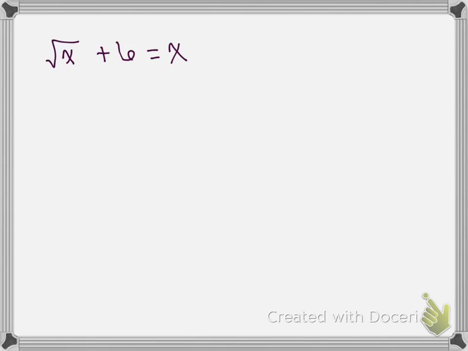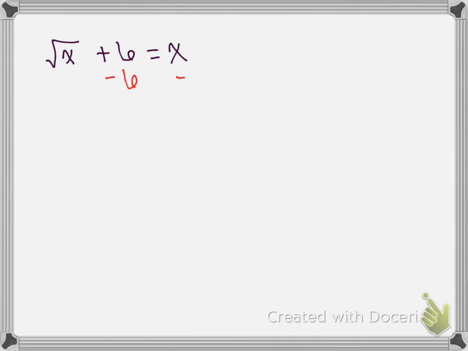Now, let's look at this one. This one looks a little bit different. What is inside the radical? Or what is inside the square root? Just x. The only thing in there is x. Is my radical isolated? No, it's not. What do I need to do? Move my 6. So I'm going to subtract 6. I have to do that first. I've got to move that 6 over before I can do anything else.